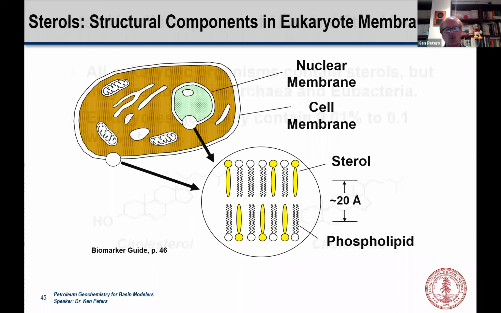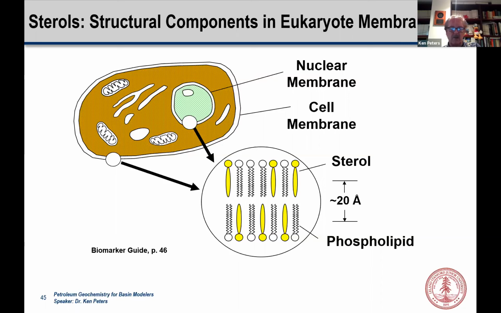Why are the sterols so important and so abundant? Well, if you look at eukaryotes, this is a eukaryotic cell. You can see it has a lipid bilayer as the cell membrane, and there's a lipid bilayer in the nuclear membrane that contains the genetic material. So here we have Golgi apparatus and mitochondria and so forth. But if you blow this up, you're actually looking at a bilayer. And these are amazing.